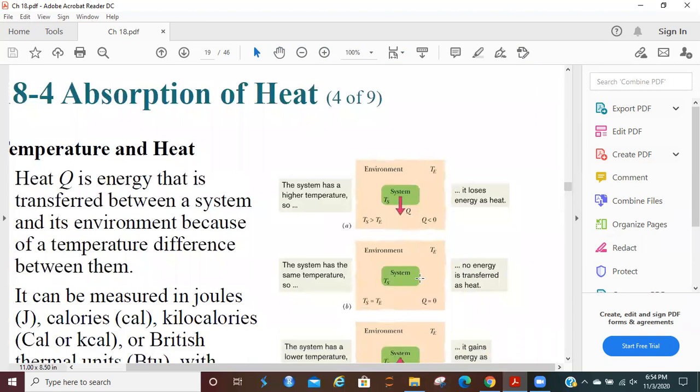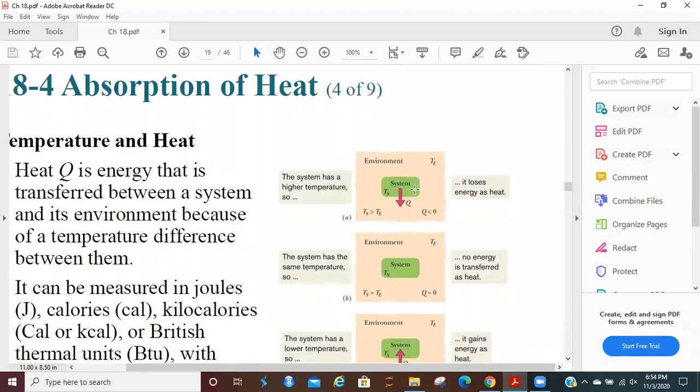So if we zoom in here, we have a system which has a certain temperature. That's why it's T sub S. And then the environment in which you find it is going to have a temperature T sub E. In this particular case, the system has a higher temperature. So what you're going to see is a flow of heat from the system into the environment. So it's going to lose its energy as heat. Now, that's probably not too much of a surprise.